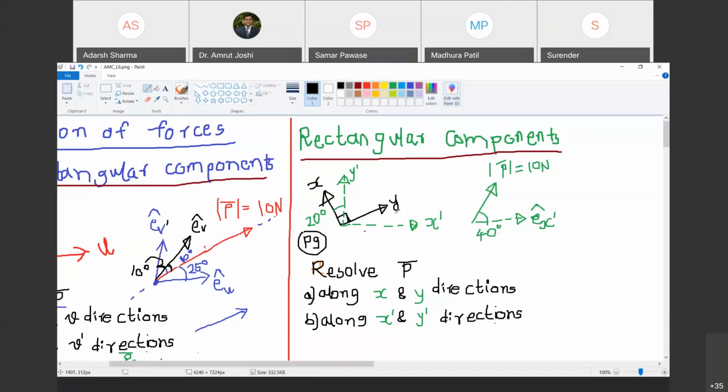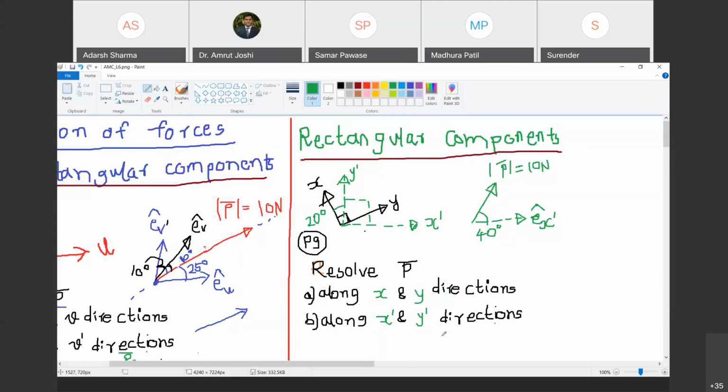And I have shown another orthogonal set of directions, that is x dash and y dash. In this particular case, I have taken x dash as horizontal and y dash as vertical. Do you agree with me? Yes, sir. Okay, and now the question that has been asked to you is, this is problem number 9 now in this course. You have to resolve this force P bar along x and y directions and x dash and y dash directions. Are you with me?